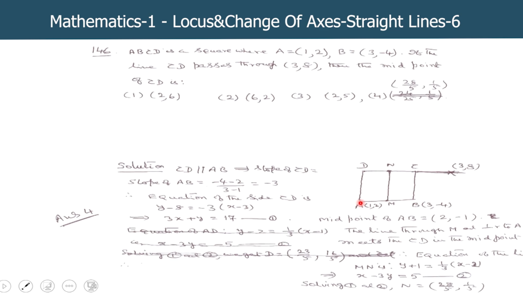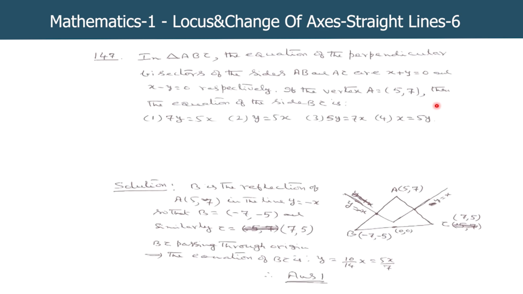But here, because ABCD is a square, the midpoint of CD is nothing but the point of intersection of the line passing through the midpoint of AB and perpendicular to AB. It meets at some point on the side CD, which is the midpoint of CD. So, the correct option is option number 4.